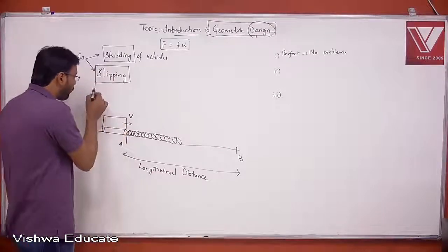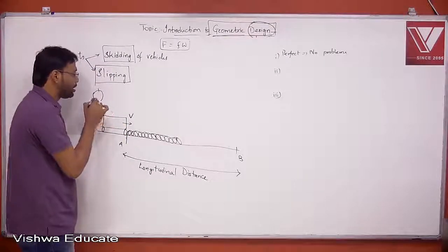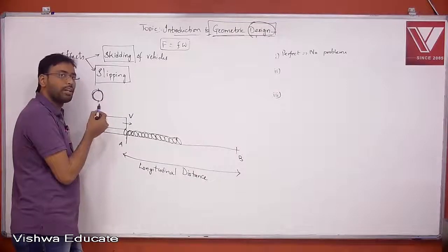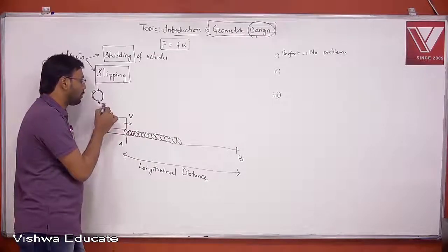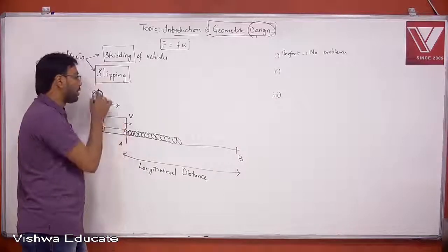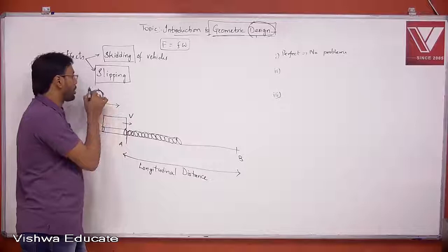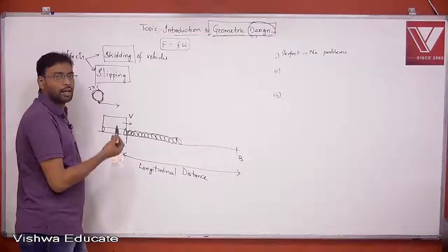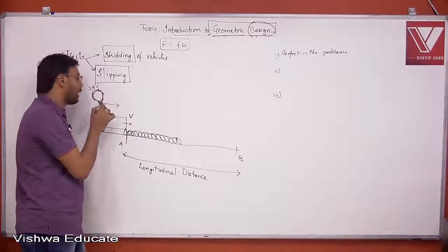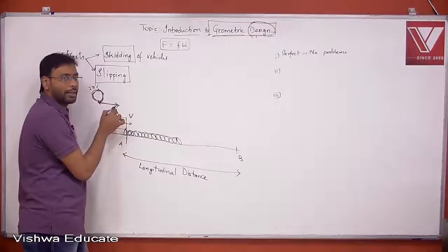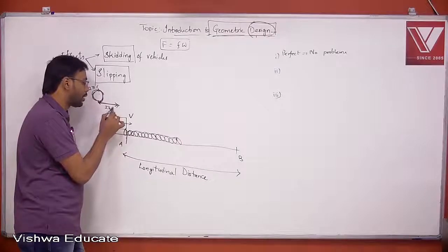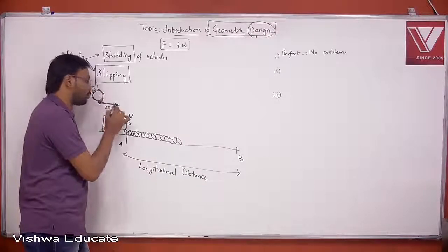Once your wheel rotates one full circle, the distance moved by the vehicle will be equal to, for example, from here to here. That means it has taken one rotation. One rotation is nothing but the circumference, that is 2 pi r. So if the vehicle has made one rotation, then your vehicle moves in the longitudinal direction also, and the distance moved in the longitudinal direction will obviously be 2 pi r, because this movement is the same as this movement, right?